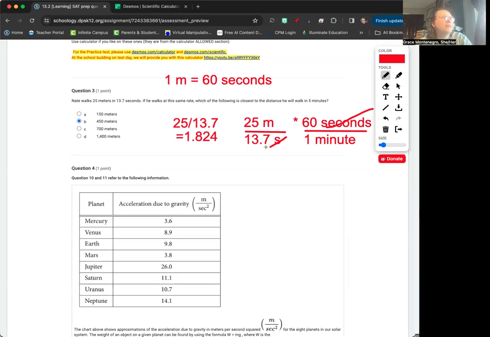So 25 divided by 13.7 times 60 gets us to meters per minute, which is 109. You could stop there if you're in a hurry, which you are, you're doing the SAT. Stop there, go about 100, 100 per 5 minutes. Answer is 450.